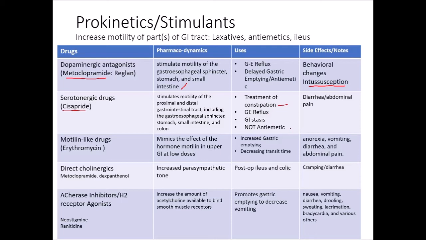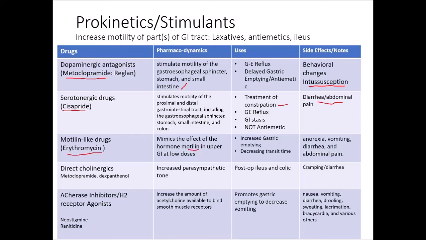Direct cholinergics. So, there's metoclopramide again. See, it's a direct-acting cholinergic. Also, dexpanthenol increases parasympathetic tone. We will use this for post-op ileus and colic, but it can cause cramping and diarrhea.